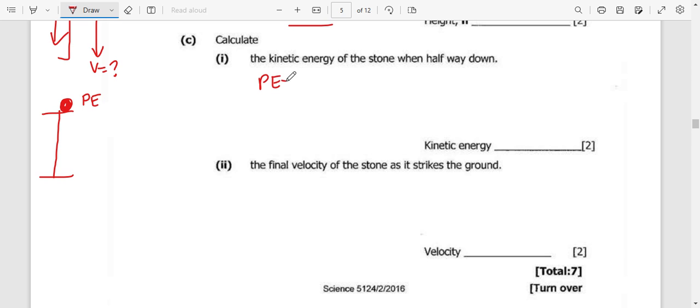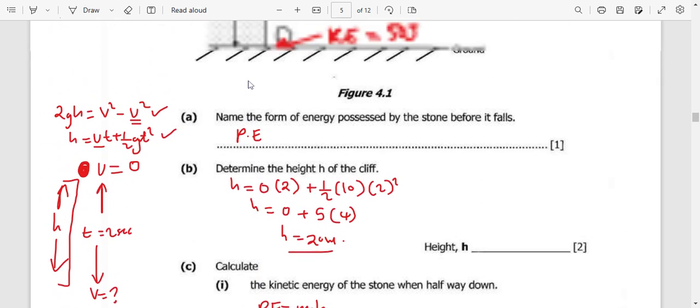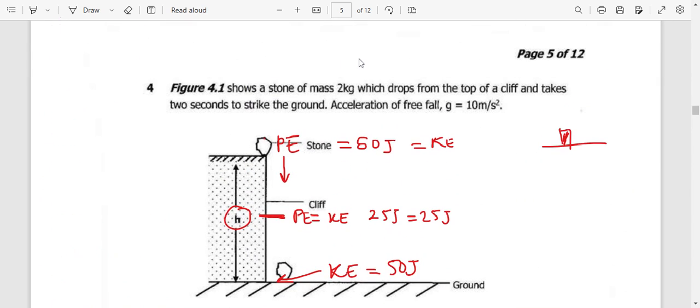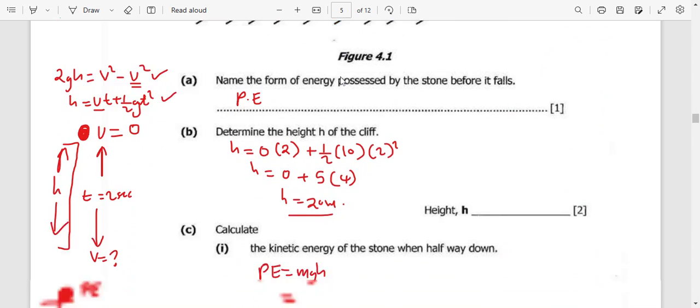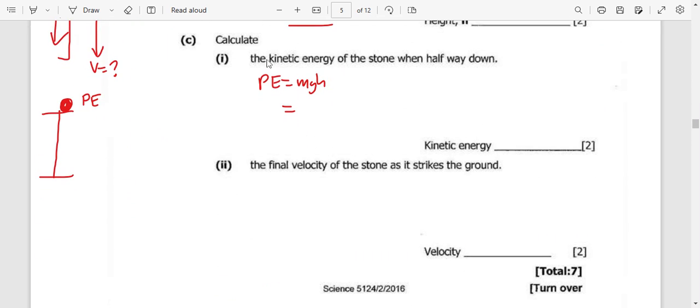How do we find potential energy? Potential energy is given by mass times gravity times height. So this is going to be the mass of the stone. Let's see the mass of the stone given. So the stone is 2 kg. So we're going to say 2, and then gravity we know that is 10. So make sure that the mass is in kg. If it was given in grams, convert to kg. And then the height we have calculated what? Calculated 20. And make sure that the height is in meters.